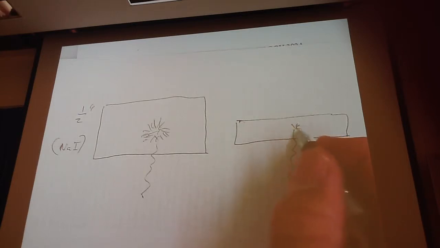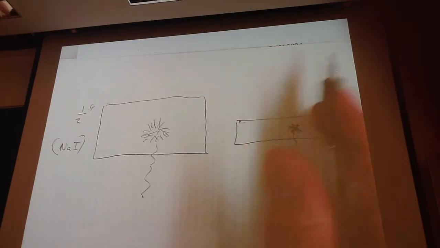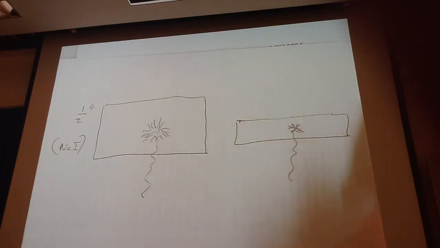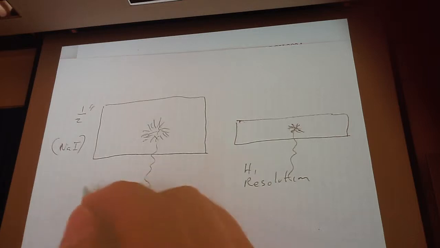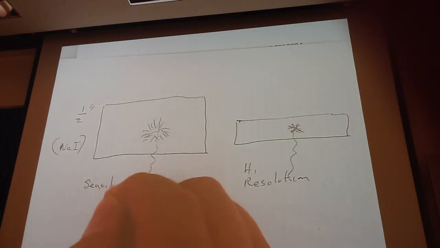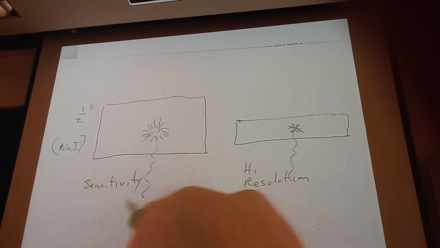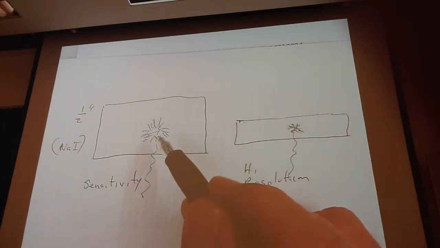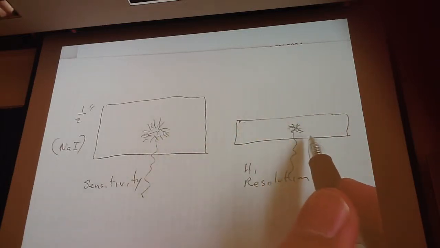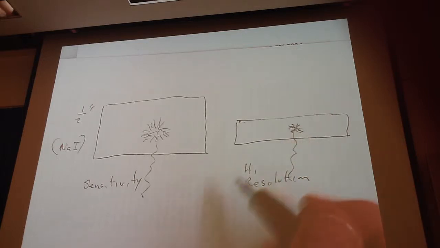When you have a thinner crystal, the light doesn't flash around all over the place as much. So this would be for high resolution, and this would be sensitivity. And remember that sensitivity and resolution are inversely related to each other. Okay? So this one is going to detect more counts. This one's going to give you a sharper picture.